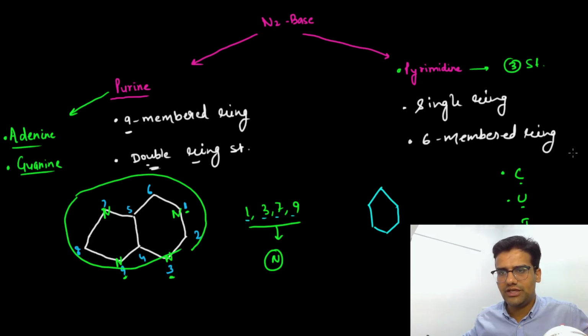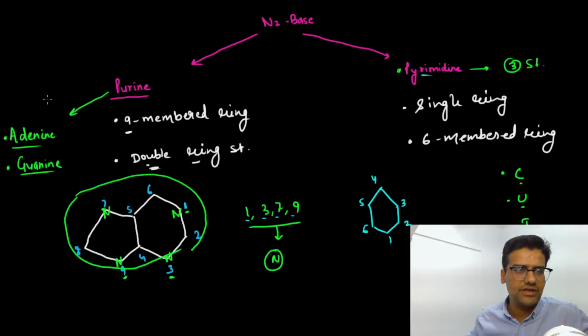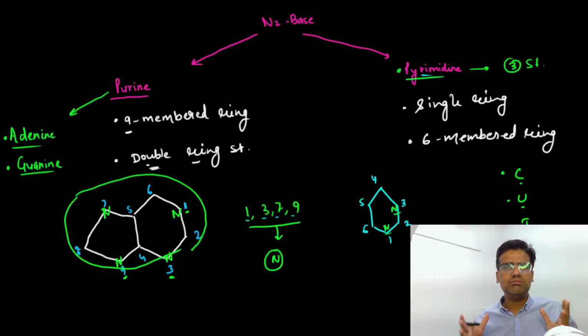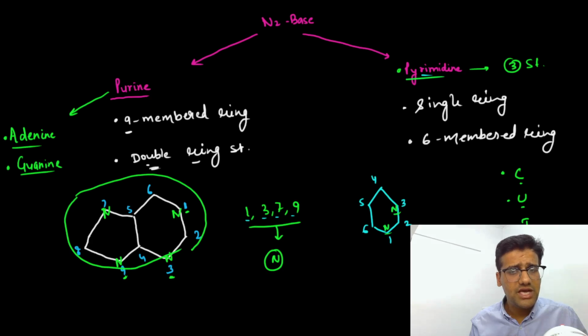If we number the pyrimidine as well, this is first, second, third, fourth, fifth, and sixth. If we talk about the first carbon and third carbon, there will be nitrogen present in this pyrimidine structure at positions 1 and 3. So this is all about the basic structure of the nitrogenous base. In the next class, we will study more detail of these structures. Thanks for watching the video, and see you in the next video.